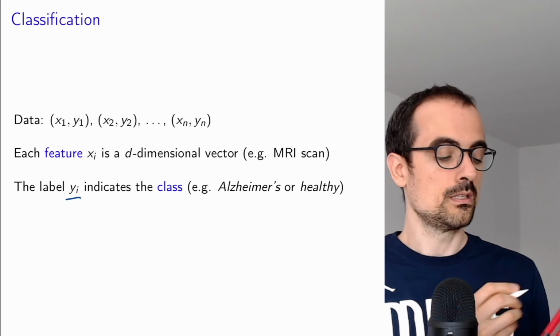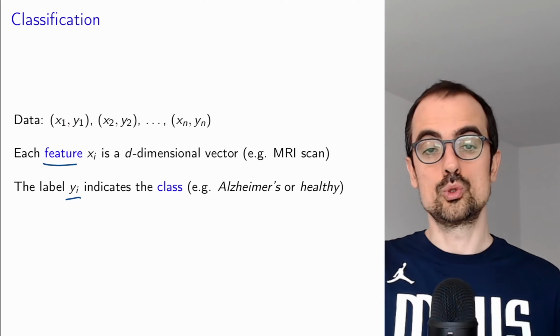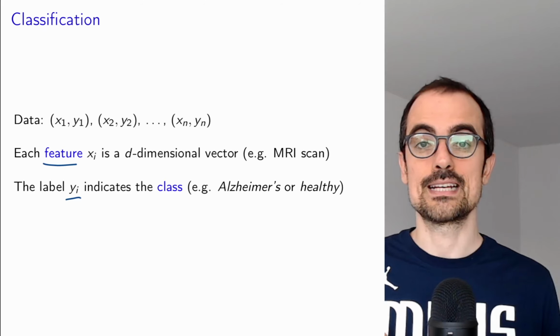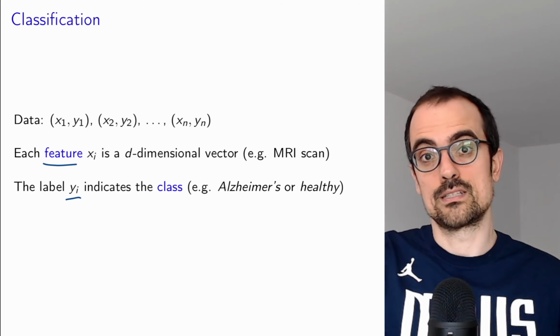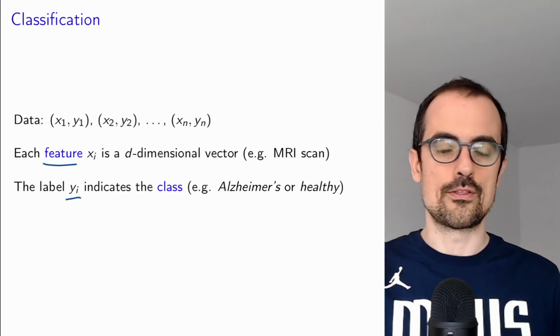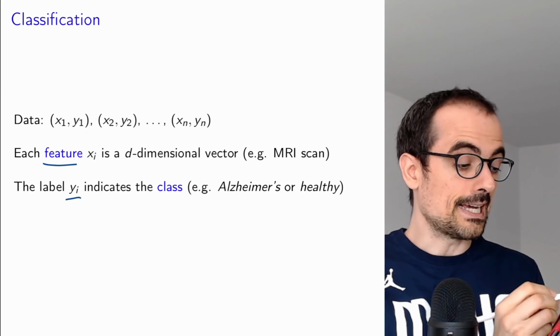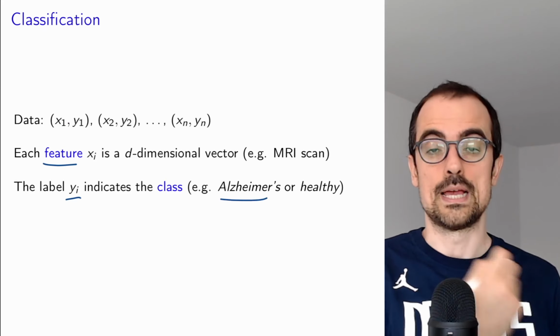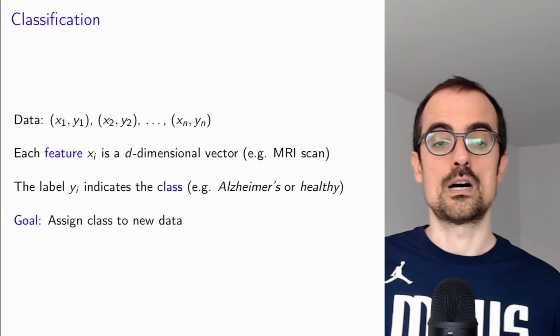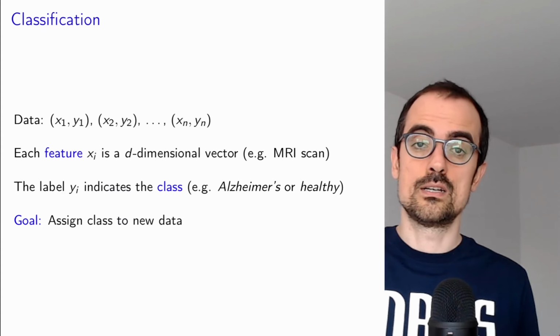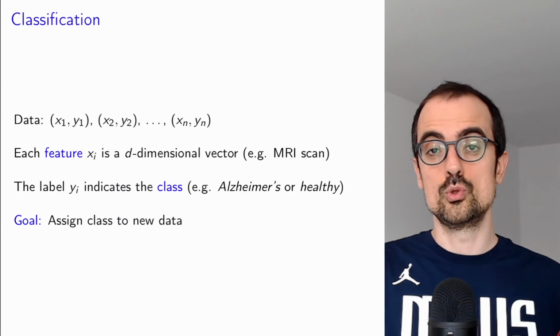In our example, the features are two brain volumes extracted from an MRI scan, but they could also be the actual values in the voxels or the pixels of an MRI scan or another medical image. And the class is the status of the patient. Do they have Alzheimer's disease or are they healthy? Our goal, again, is to assign one of these predefined classes to new data.